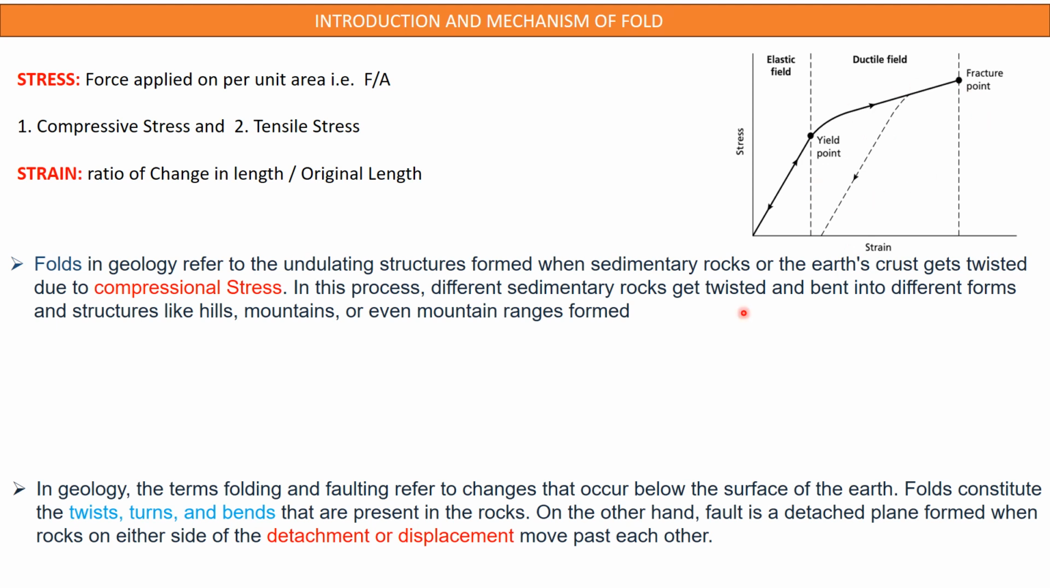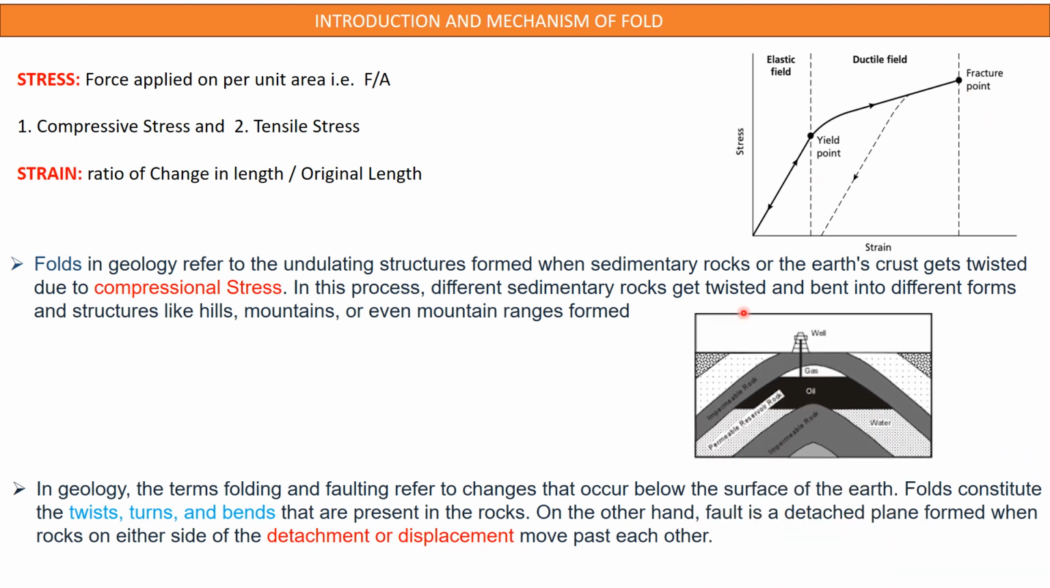And folding refers to the changes that occur below the surface of the earth. You can see there's an undulating structure. There will be different types of impermeable rock, there's a permeable reservoir rock, and there is a well. There's water. So this is one of the typical examples of folds. You can see where you can have signatures of gas and oil. This type of structure must be present for having gas. This is just for pictorial representation.